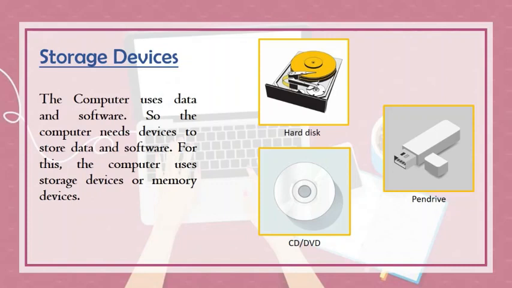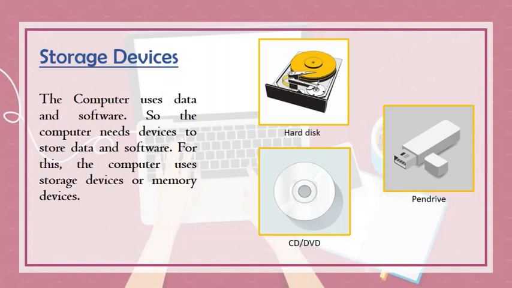Then the next is CD or DVD. CD, that stands for compact disk, is a tiny disk that can store information such as documents, images, music, videos, or games. DVD, that is digital video disc, is like a CD, but it can store much more information than a CD. CDs and DVDs can be carried around.